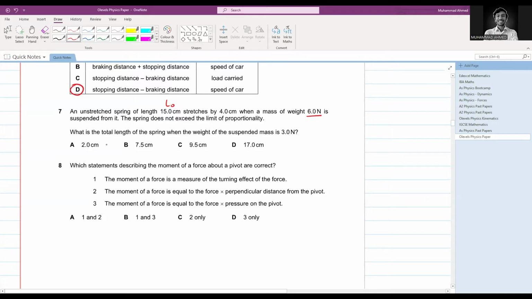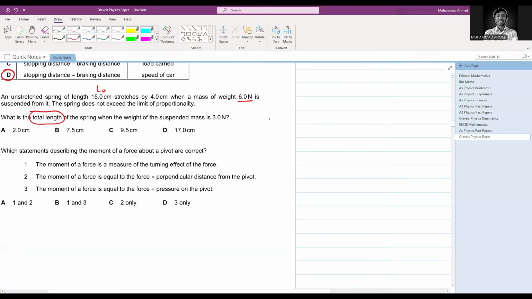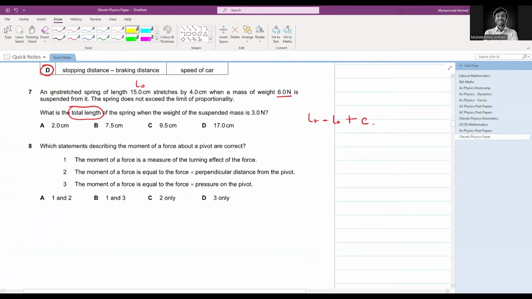Perfect. So now you have to realize what the total length of a spring is. The total length of a spring consists of two components, unstretched length plus extension. Can you see you are already given the unstretched length? And unstretched length never changes. You also know that 6 Newton causes the spring to extend by what? 4 centimeter.